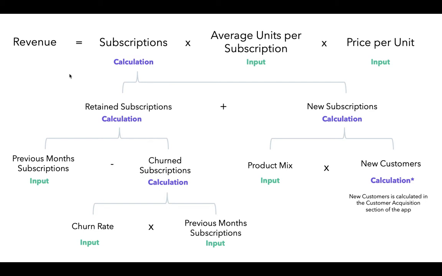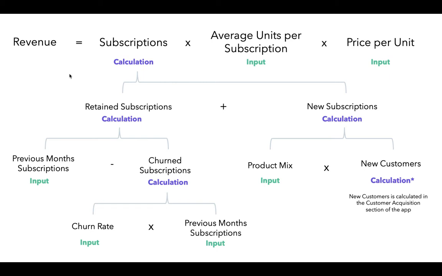We can see that revenue is going to equal the subscriptions times the average units used per subscription times the price per unit. Throughout this revenue formula, you'll see that some of the metrics we use are going to be inputs, meaning they're inputted by us as the financial modeler. Some of them are going to be calculations, meaning they're calculated or derived from other areas of the revenue formula. Average units per subscription and average price per unit are both going to be inputted values. Subscriptions, however, is going to be calculated.